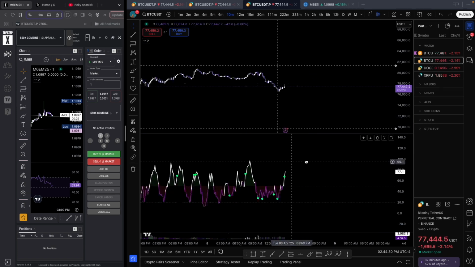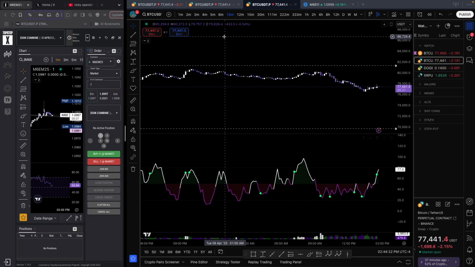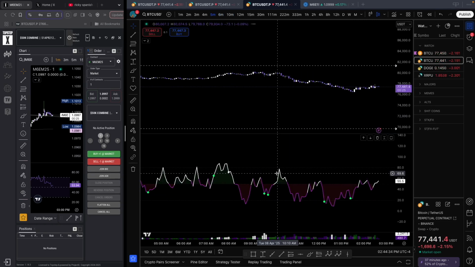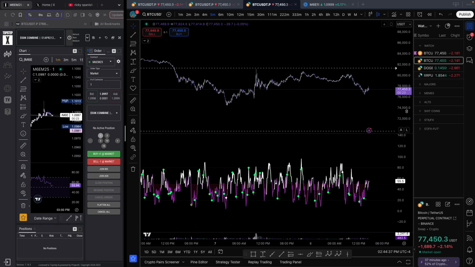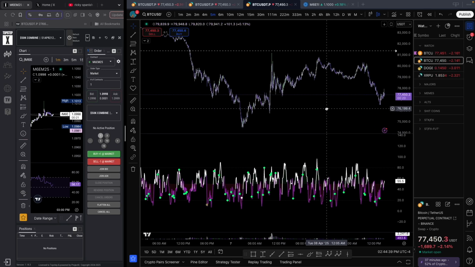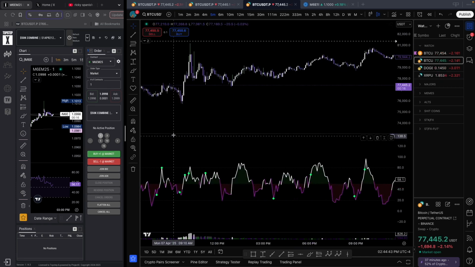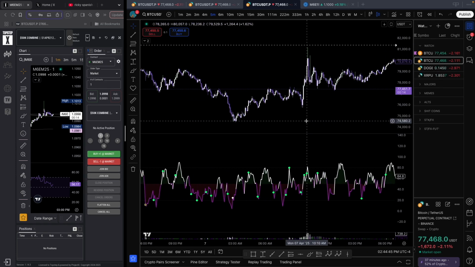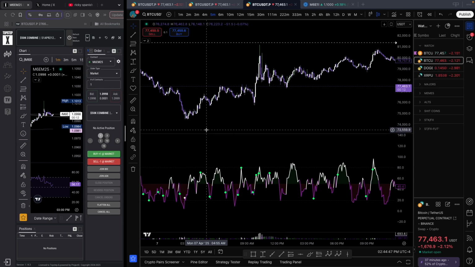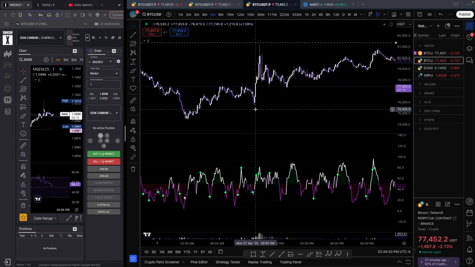But I think it's pretty straightforward when you use it. Go to the 5-minute, try to use it to scalp. Depending on the market conditions, you know, you can use it to scalp. And using it with the other indicators in the sniper suite, it's pretty amazing.